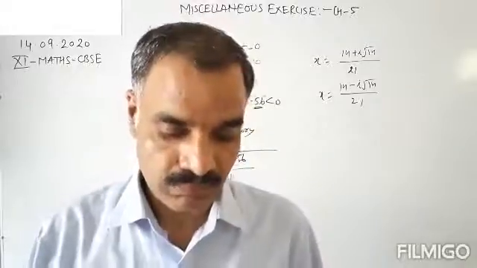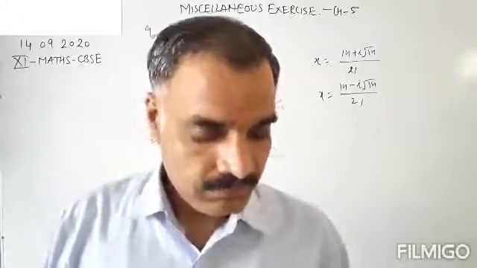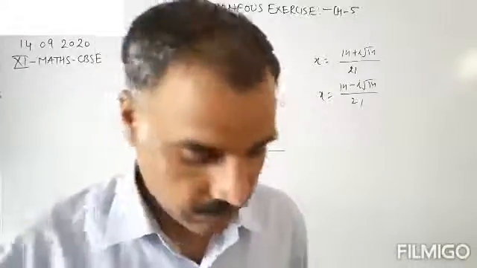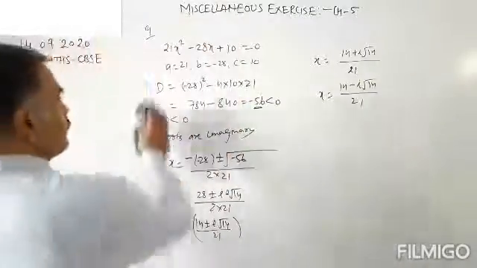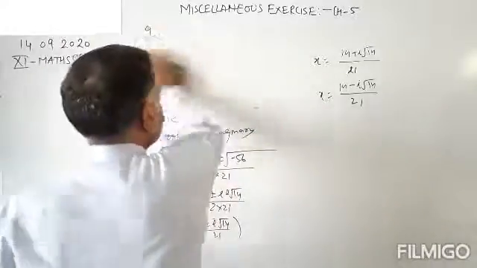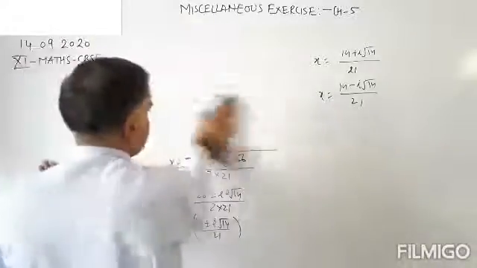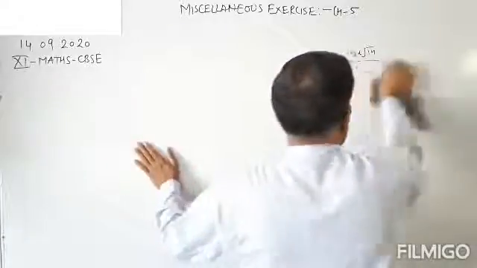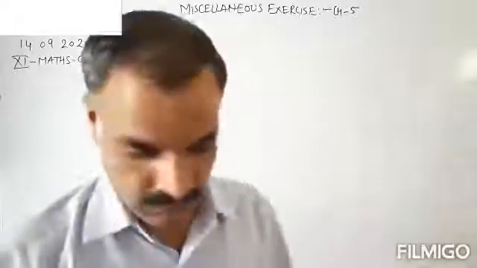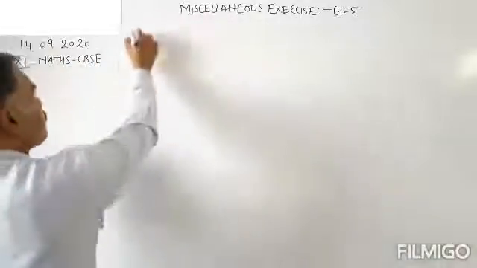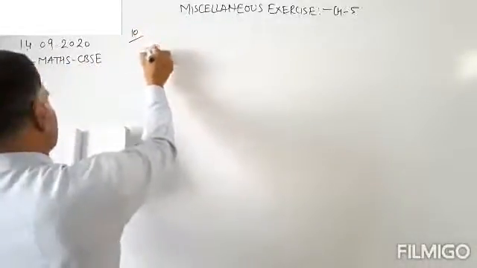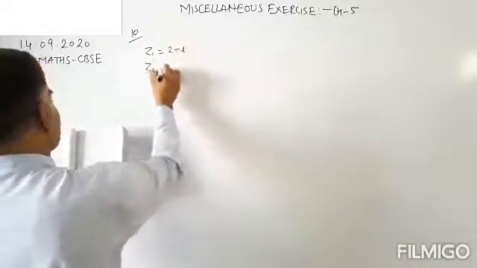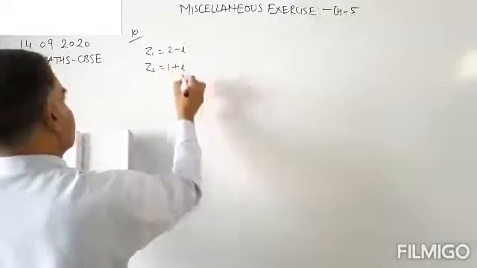Now we will solve question number 10 of the exercise. Z1 is equal to 2 minus iota, Z2 is equal to 1 plus iota.